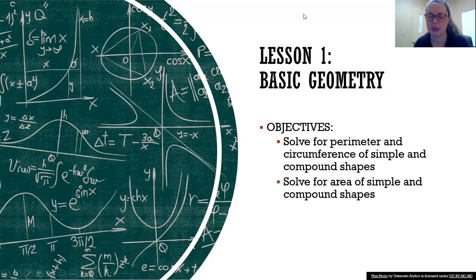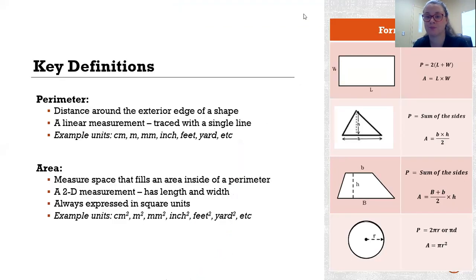All right, so this section is going to cover some basic geometry. It's really just a quick review of some of the fundamentals. We'll do a few extra examples involving circles because in your trade, you use circular geometry more than any of the others. By the end of this lesson, we should be able to solve for perimeter and circumference of simple and compound shapes, and we should be able to solve for the area of simple and compound shapes. We're going to follow this up with a very short lesson on volume once this one's completed.